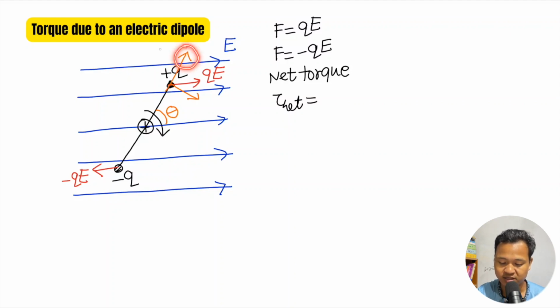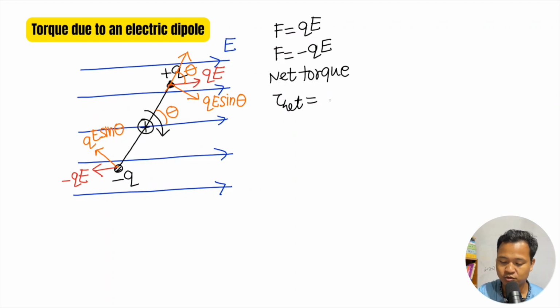For torque, we take the perpendicular component of force. So that means you have to take this component. The angle is theta, so that means you have QE sin theta. Similarly on the other side, QE sin theta.